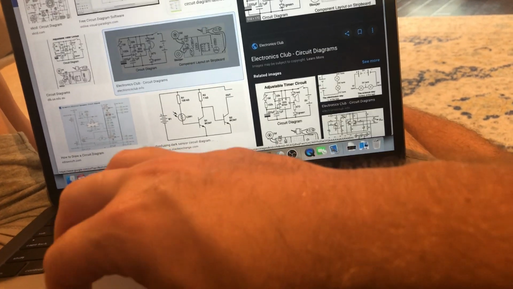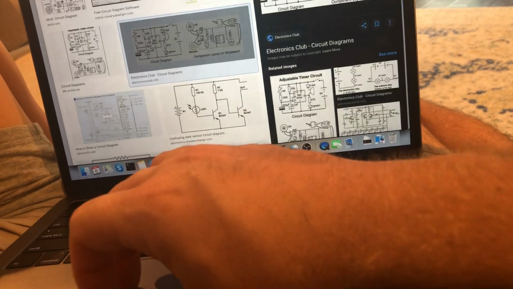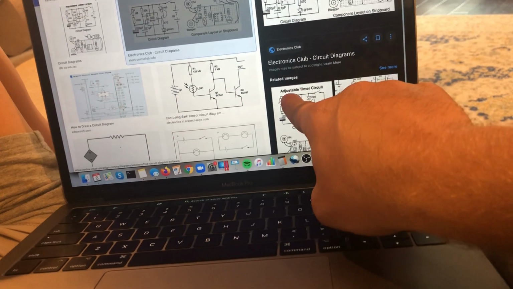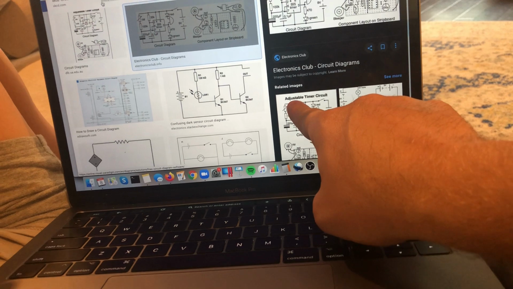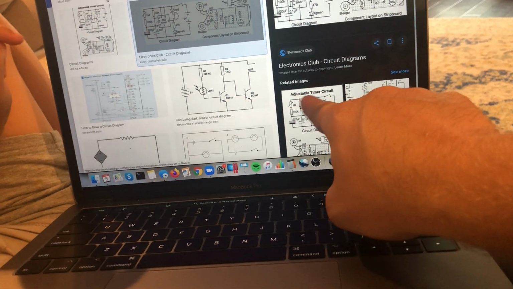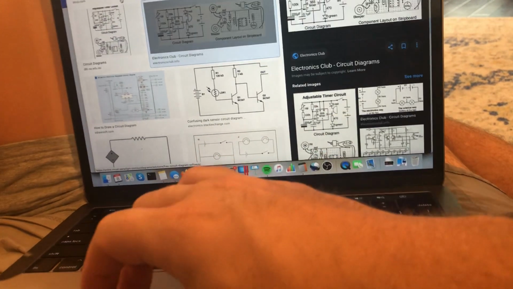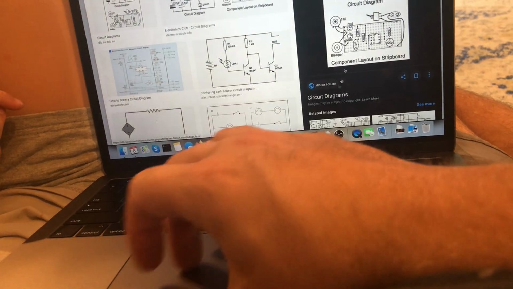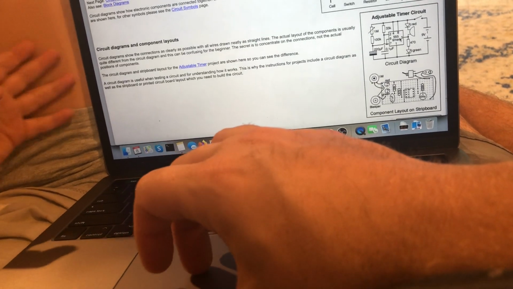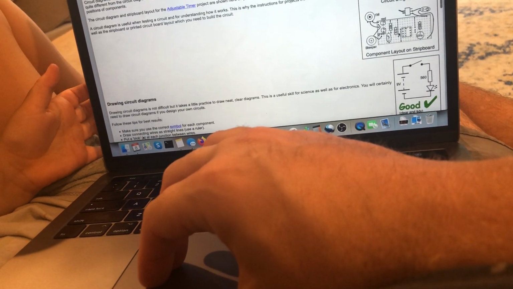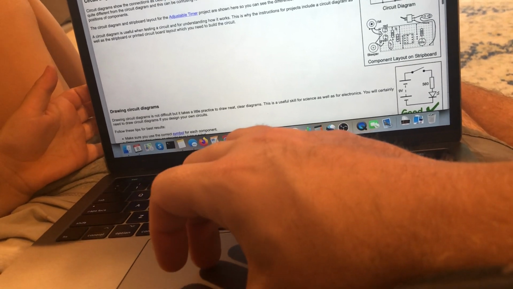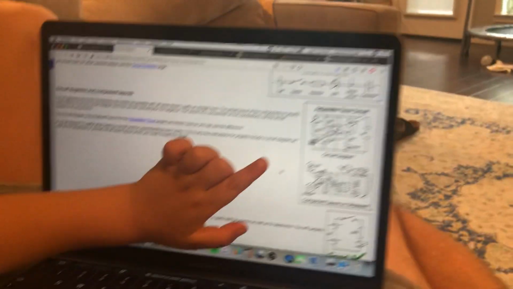This is really cool stuff. Oh, look. It says, what is that word? Adjustable. What does it say? Adjustable timer circuit. Wow. You want to see that one? Mm-hmm. I wish I could zoom in on it, but it won't let me. But these are like all kinds of projects that you can build.